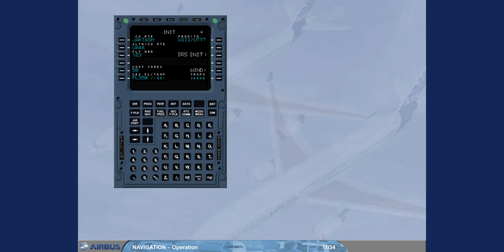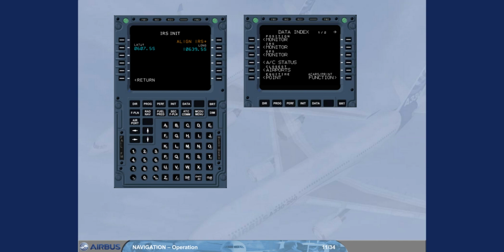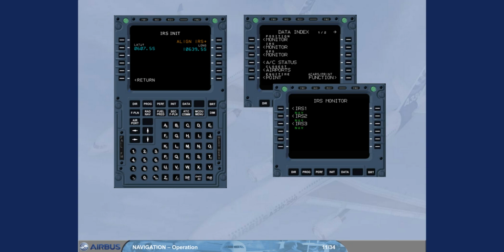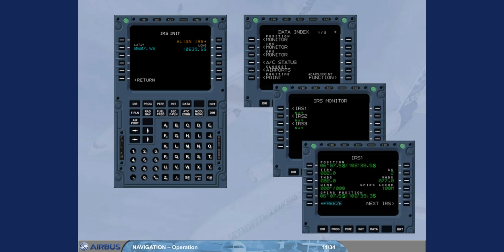You access the IRS Init page by pressing the IRS Init key. The latitude and longitude shown in this page are normally those of the departure airport's reference point, coming from the database. Then, you cross-check this position against the position of the IRS, when in nav mode, on the IRS pages accessed via the Data IRS Monitor page.